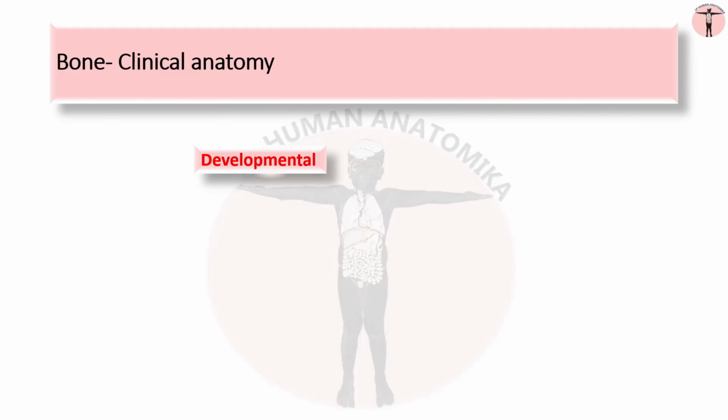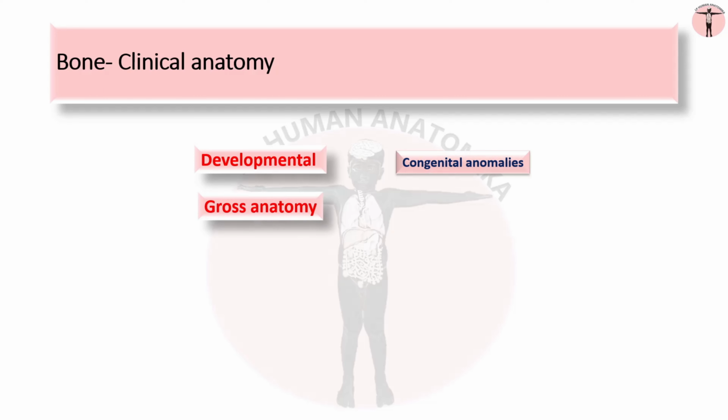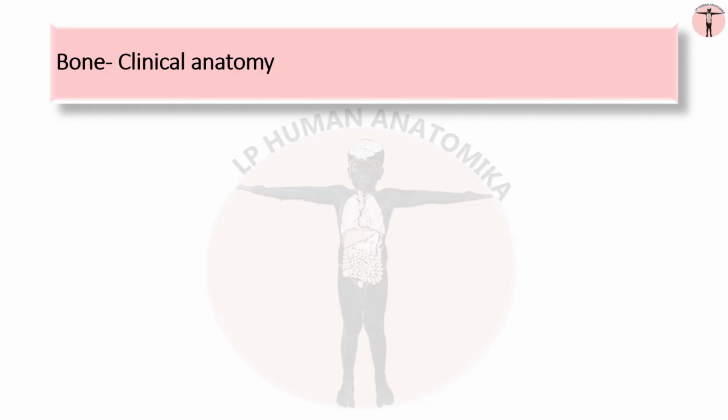Developmental anomalies are called congenital anomalies because the defects are present by birth. Gross anatomy defects are the injuries on physical body, and genetic is any defect at the structural level leading to birth defects. Let us start with developmental anomalies.